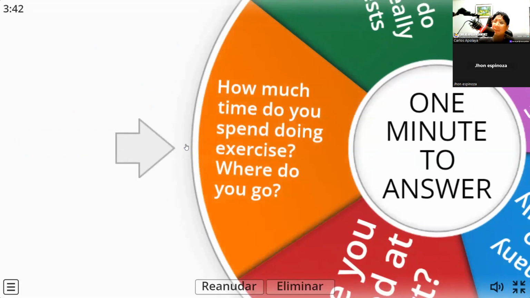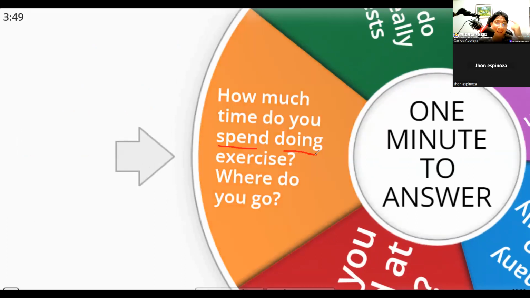How much time do you spend doing exercise? Look at this. Spending. Remember, enjoying, spending. How much time do you spend doing exercise?